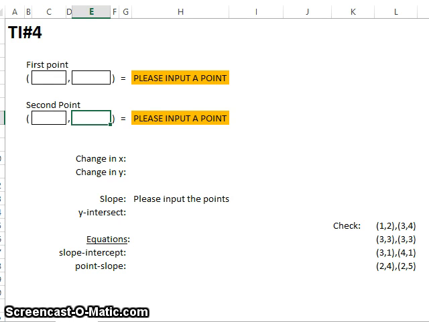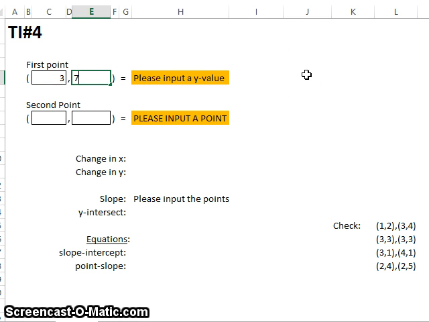Alright, so here is my technology investigation number 4 spreadsheet. As you can see, I have up here the first 2 points in the upper left, and it has the yellow sign next to it saying please input a point. And so, for example, if we input a number like 3, then it'll say please input a y value because the point is not complete.